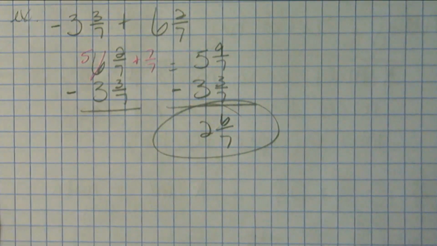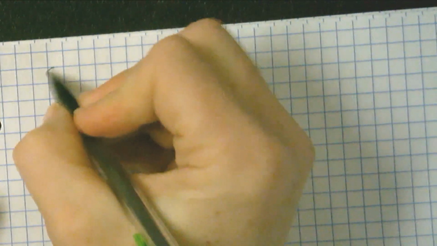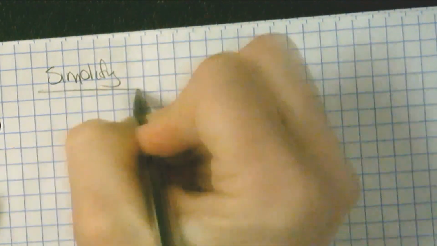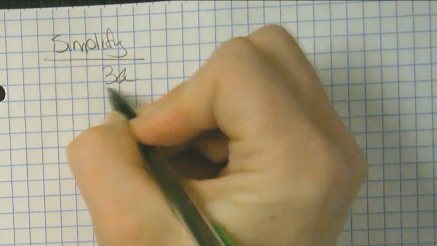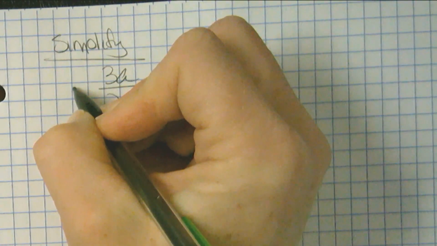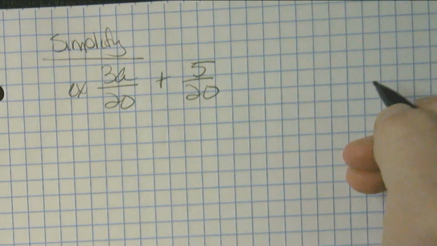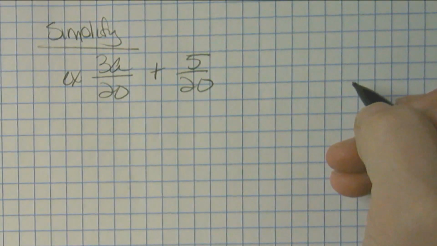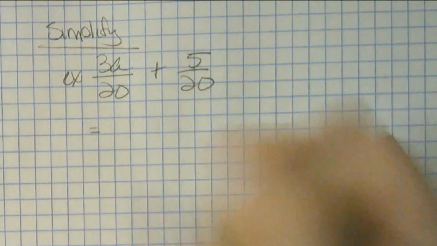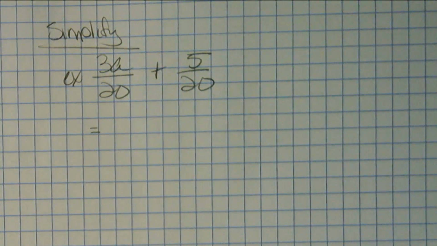Okay. So now let's throw some variables in there. Let's say I want you to simplify. This is when you go back to remembering what it is that we have to add together when we're adding or subtracting fractions. So if I have 3a over 20 plus 5 over 20, what am I actually adding here? Ada?